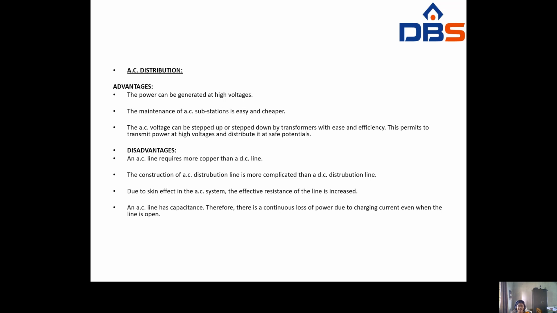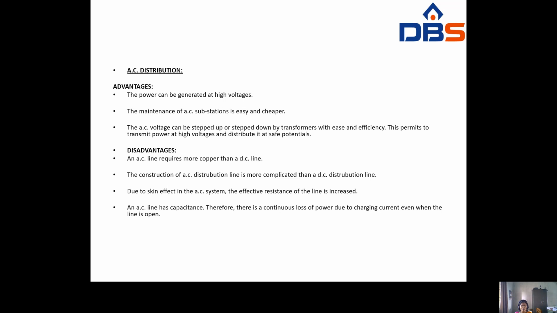Coming to the disadvantages. AC line requires more copper than a DC line. If you use copper as the conductor, the AC lines will require more copper than the DC line. And similarly here the construction of an AC distribution line is more complicated compared to a DC distribution line.